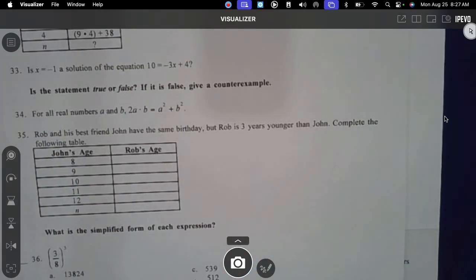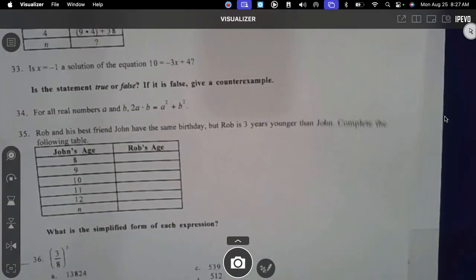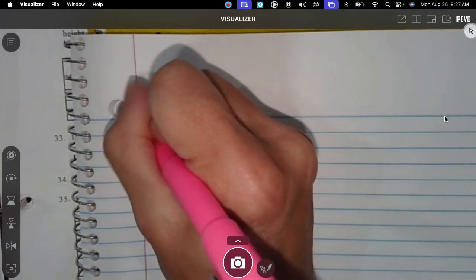Another page done. Are there 36? Yeah. I'll put all those up there too in a second. I'll put all the answers in case you missed anything.